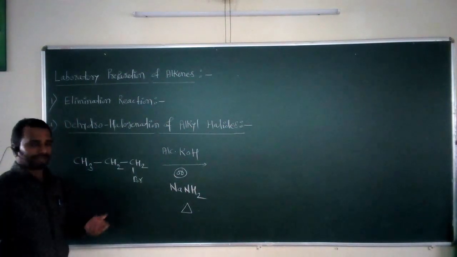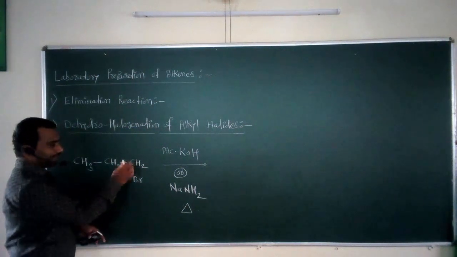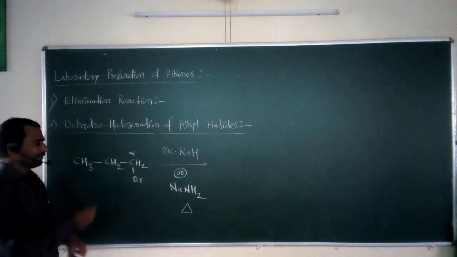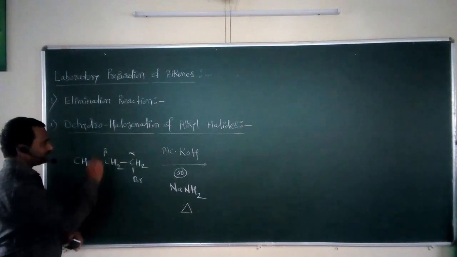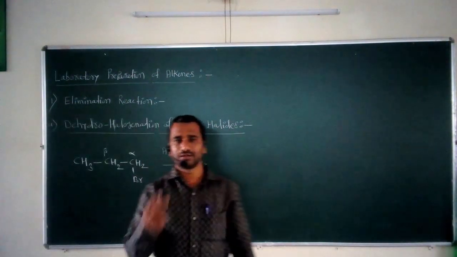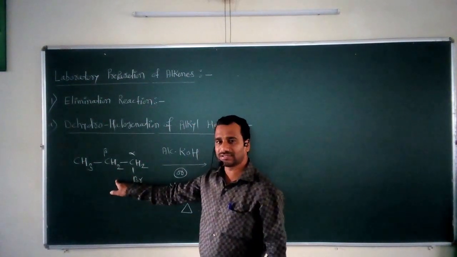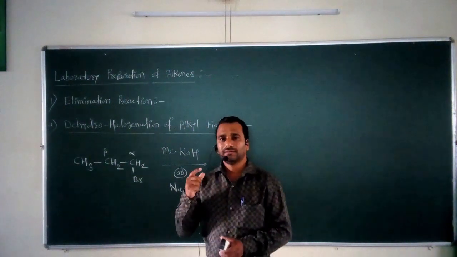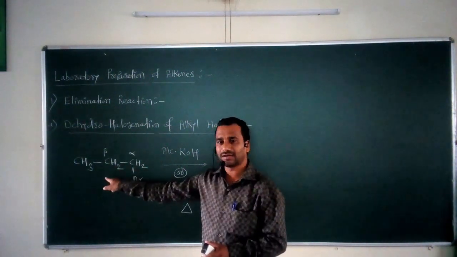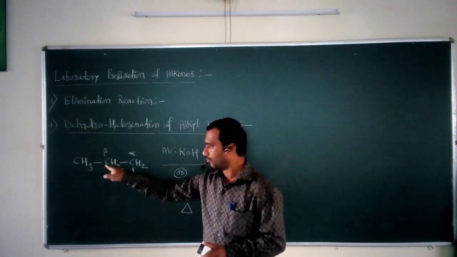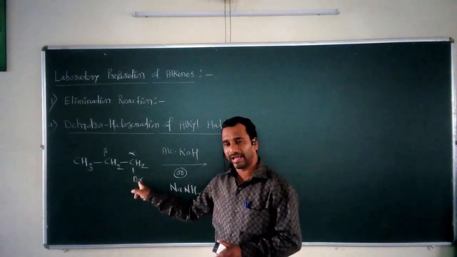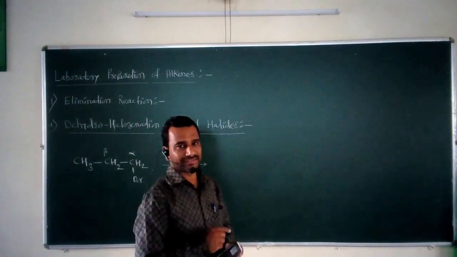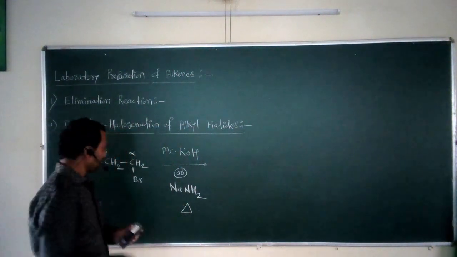If we look toward this propyl bromide, the carbon to which bromine is attached is called the alpha carbon. Adjacent to this alpha carbon, beta carbon is there, and this beta carbon has two protons. These two protons are called the beta protons. Now what happens in this elimination reaction? The hydrogen atom present at the beta carbon, one of the beta hydrogens, and the halogen present at the alpha carbon, they get removed from the particular alkyl halide.